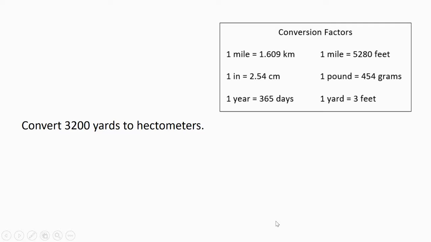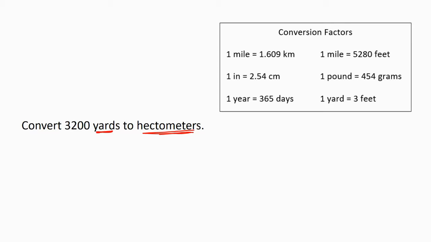All right, so let's talk through a couple of our examples here. Our first example is to convert 3,200 yards to hectometers. Let's put together just a quick plan here. Now, yards is the American system, and hectometers is the metric system.